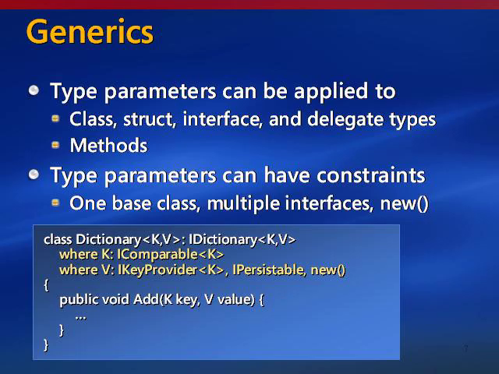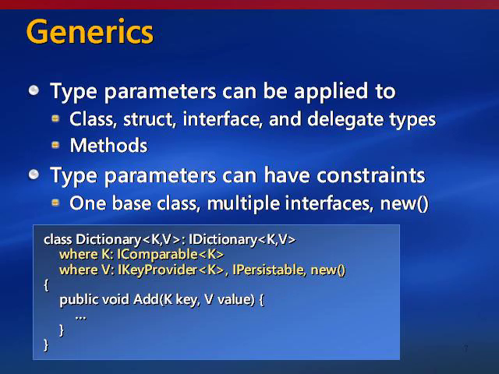Now, when I do that, two things happen. First of all, in my code, when I say key dot, all of the methods of the constraints of K are directly available without me first having to typecast. So you can see I can just call key dot CompareTo because we know that key will implement IComparable. And second, the compiler will now check every time I give a type argument for K. The compiler will check that that type implements IComparable, or else I get a compile time error. So you see how we've put the constraint in as part of the contract of the class.